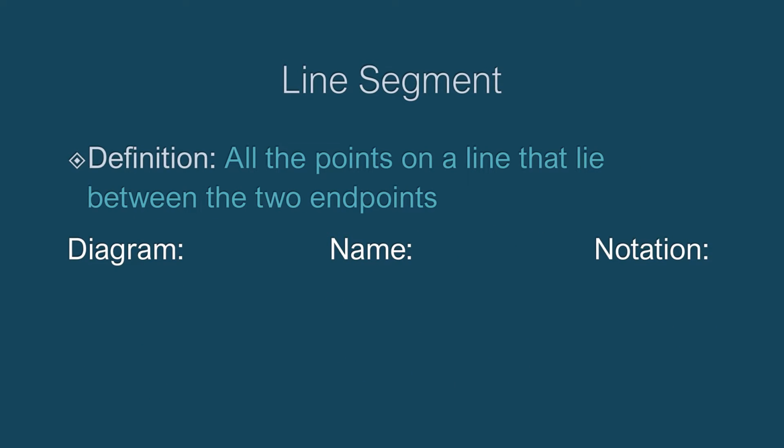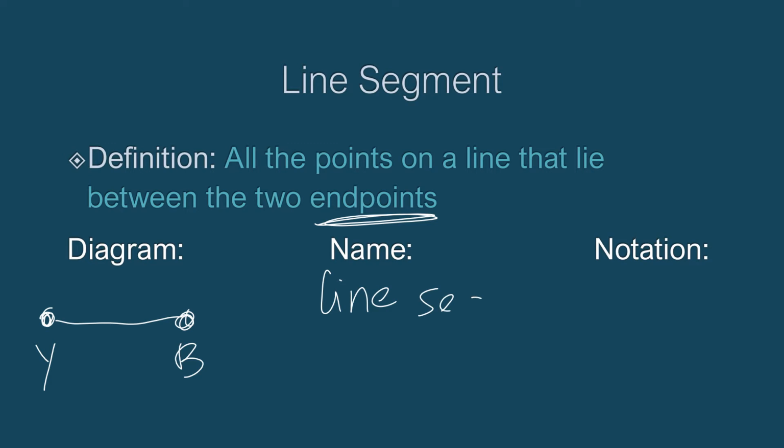A line segment is all the points on a line that lie between the 2 endpoints. And this is probably your most important word here, endpoints. So in a diagram, we have our endpoints of a line, and that is what makes it a line segment. You have to have those 2 points there and labeled in order for it to be a line segment. So that would be your diagram, and then your name would be line segment YB.